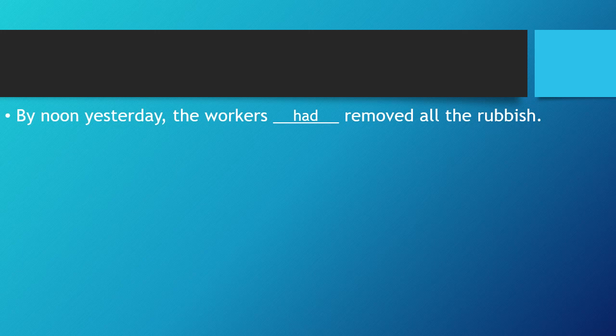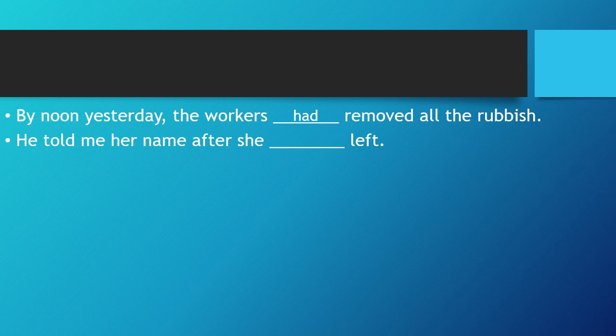Next is: he told me her name after she had left. Here in this blank comes had. Right. He told me her name after she had left.